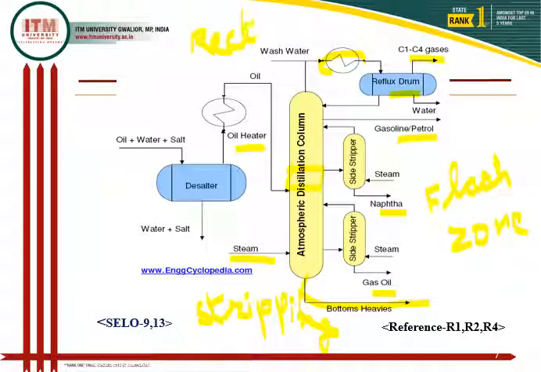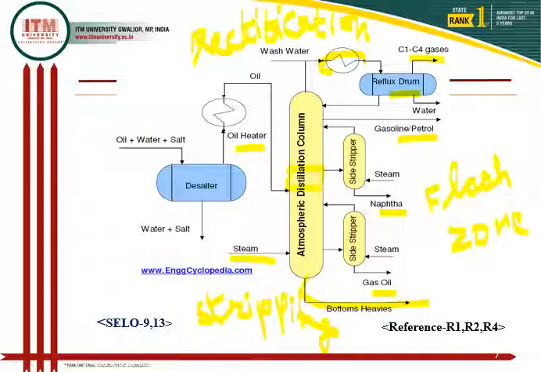So the column of the whole distillation assembly can be divided into three sections. What are those three sections? Rectification. Okay, understood. So the middle, where the feed is given, is the flash zone. The bottom part is the stripping section, and the top is the rectification section.